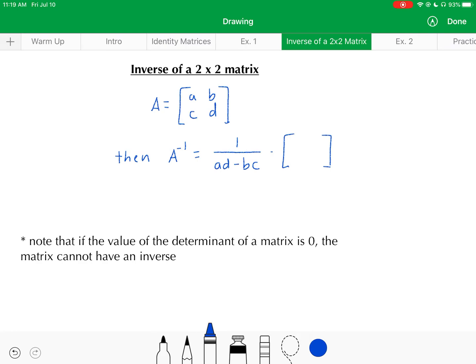Okay, D, negative B, negative C, and A. Okay, so a few things to kind of discuss about this formula. So first of all, the fraction out in front, so 1 over the product of AD subtracted by BC, you need to think of that as a scalar. That entire fraction is a scalar that would be multiplying the matrix to the right of it, okay?